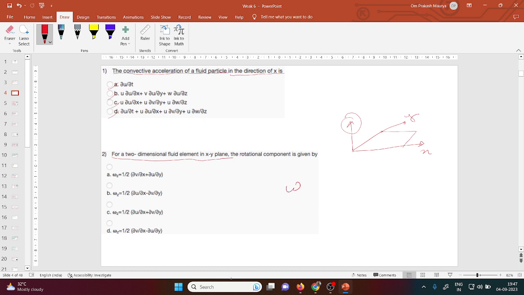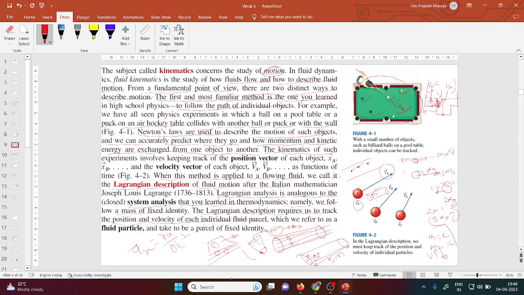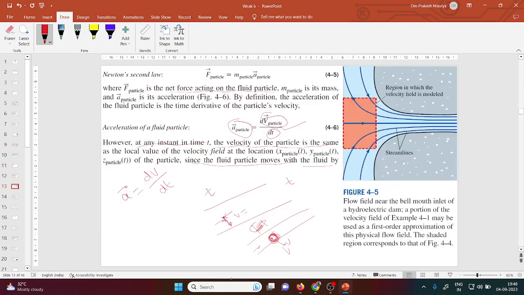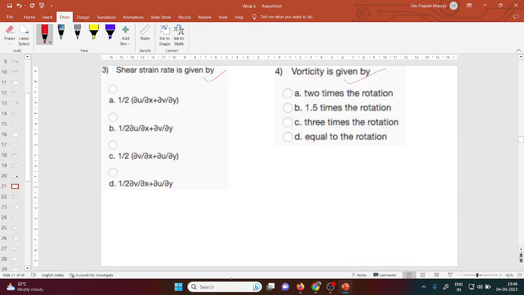So what will be your answer? Omega z is equal to half of the velocity in the y direction with respect to x minus the velocity in the x direction with respect to y. So this is the answer. Which one is correct? This one is correct, so option B is correct. Using this approach, you try to solve the questions.